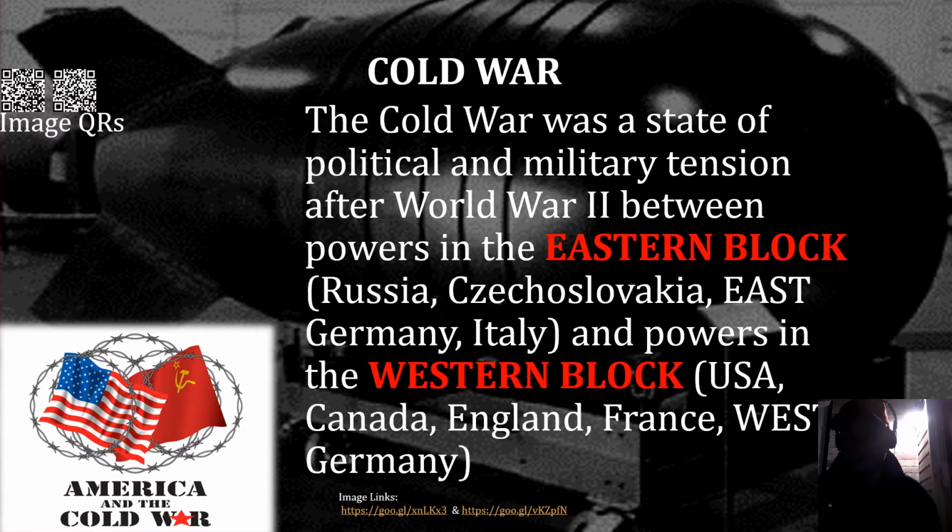But anyways, the Cold War was this state of political and military tension, this huge state of tension between what was called the Eastern Bloc and the Western Bloc. So the Eastern Bloc's basically Russia, Czechoslovakia, what used to be called Czechoslovakia, Eastern Germany. Right, so the Berlin Wall's in the middle. Basically, east of the Berlin Wall is the Eastern Bloc, but also Italy. Okay, and then the West includes basically everything that you would think of as the Commonwealth and the States. So it's the States, England, Canada, West Germany, the other side of the wall, and France.